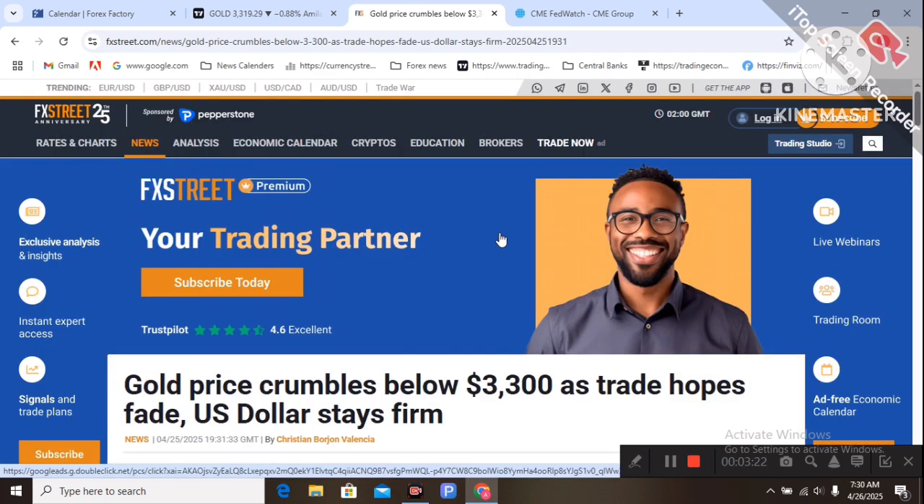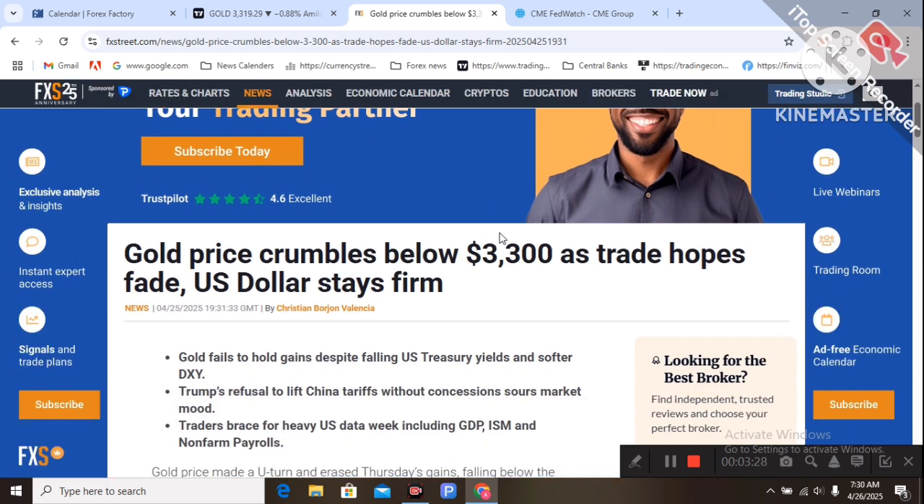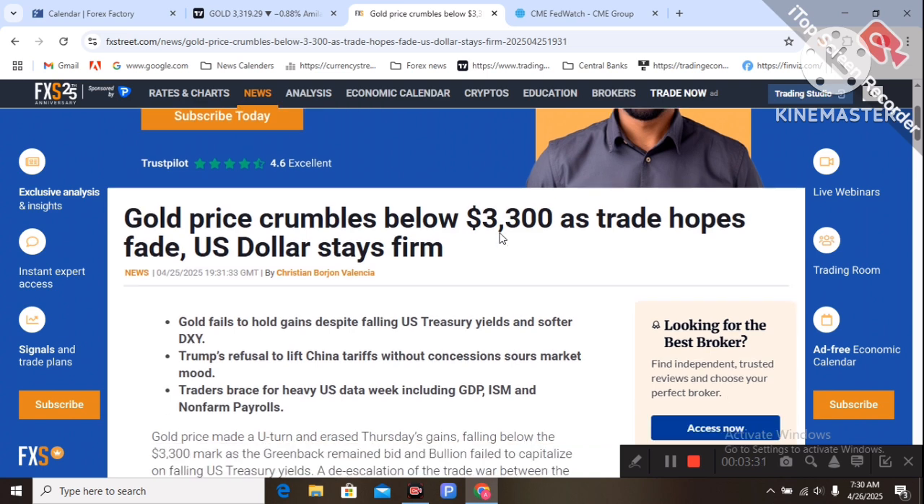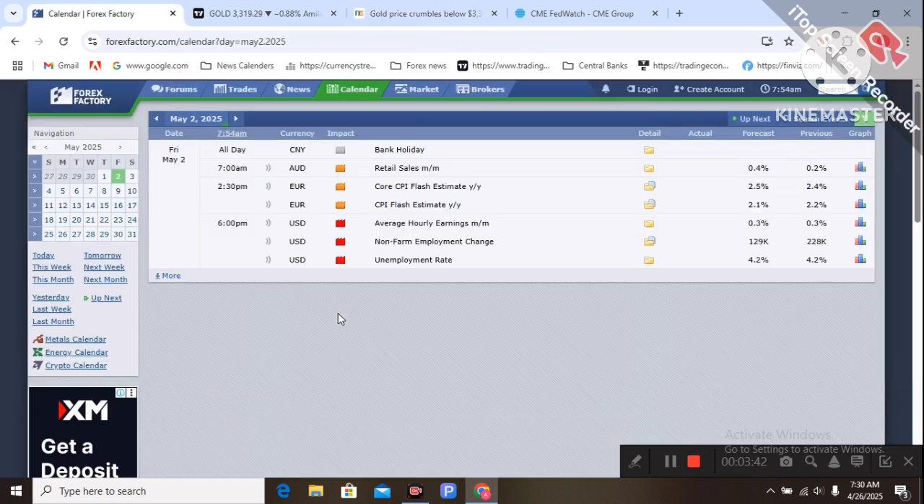Now I am going to the FXStreet website. Next week there is heavy economic data regarding the US dollar. FXStreet mentions traders braced for a heavy US data week, including GDP, ISM, and non-farm payroll. The NFP data is next week Friday. You can see the forecast is a drop, with the unemployment rate at 4.2%. The NFP labor market data is important next week, and the GDP is next week Wednesday.